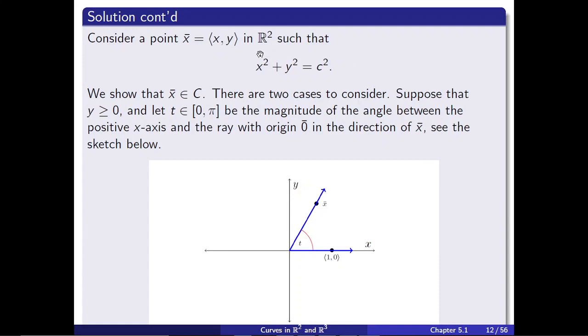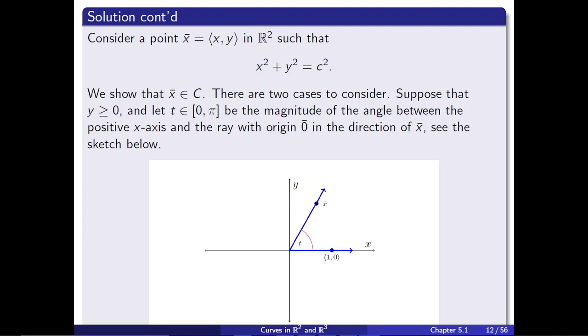Now we want to show that if x satisfies this equation, then it's on C. So consider a point such that x squared plus y squared is equal to c squared. We want to show the converse. That means that we want to show that this point x is on C, right? So we have to consider 2 cases. One where y is greater or equal to 0, and then where y is less than 0, right?